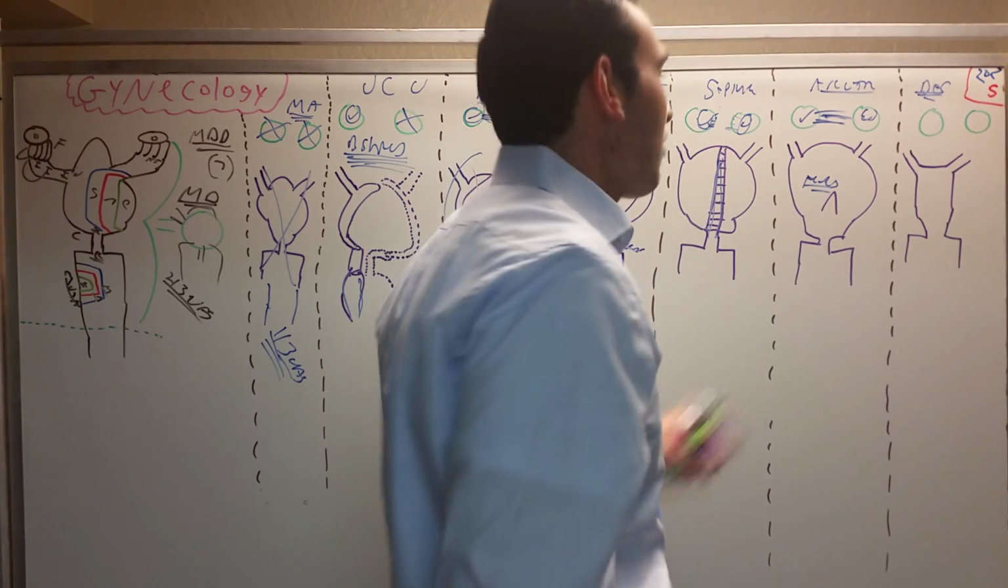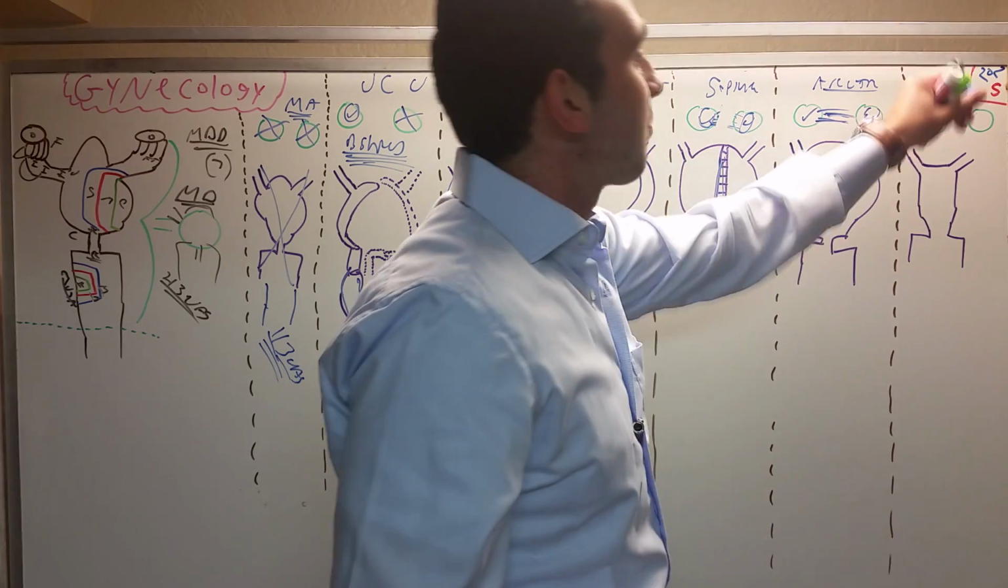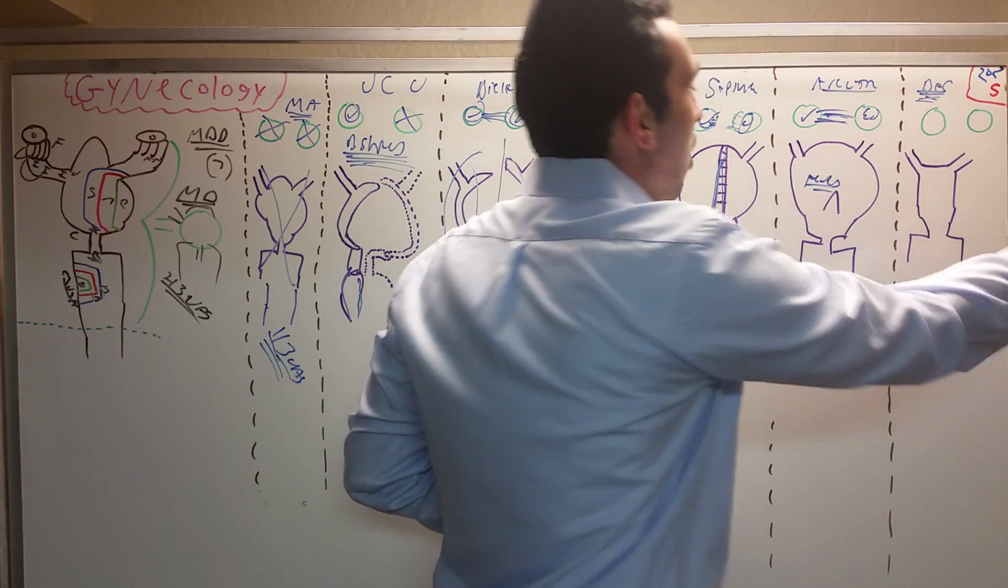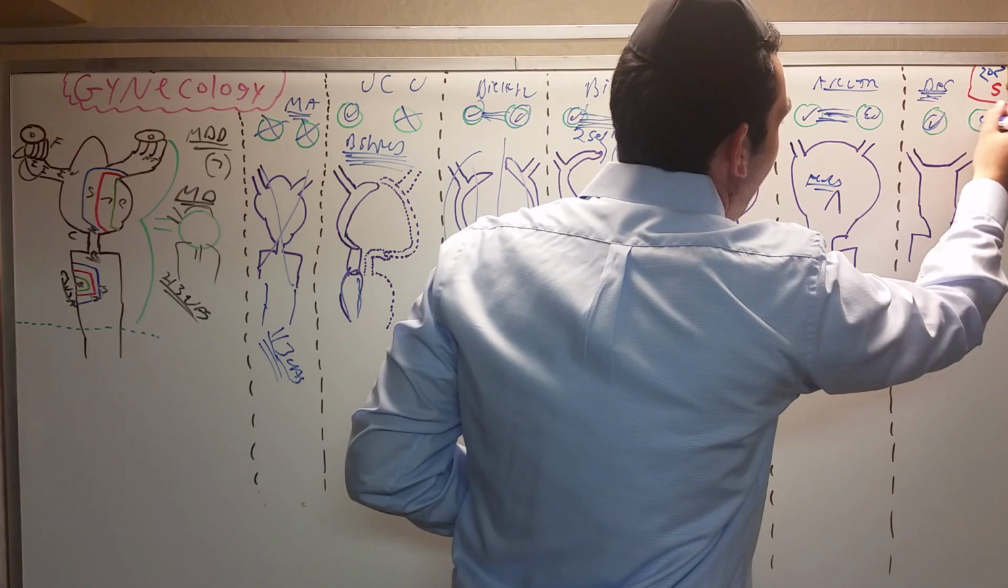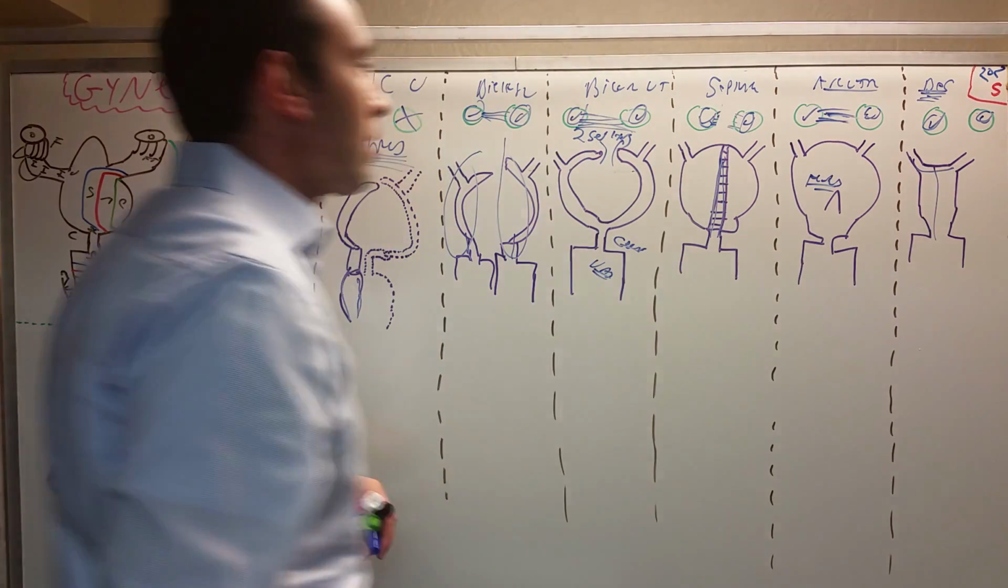Okay? And the 7th type of uterus is a uterus that was associated with diethylstilbestrol. This basically is a drug which makes the uterus appear to have a T-shaped appearance. Okay? So that's the 7 different Mullerian duct defects, okay?